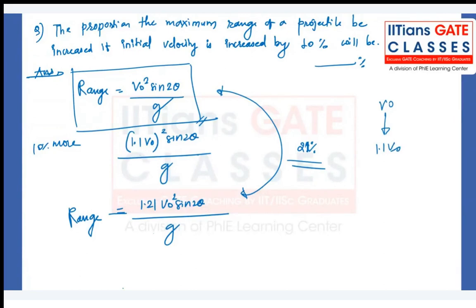So V naught square will become (1.1 V naught) square, and range is that times sine of 2 theta divided by g. What is 1.1 square? 1.1 square is 1.21. So 1.21 V naught square sine 2 theta by g. So if you compare it, you can clearly see by 21% our answer got increased. So our range got increased. Is it clear now? Yes, sir, it's clear now. Next question.